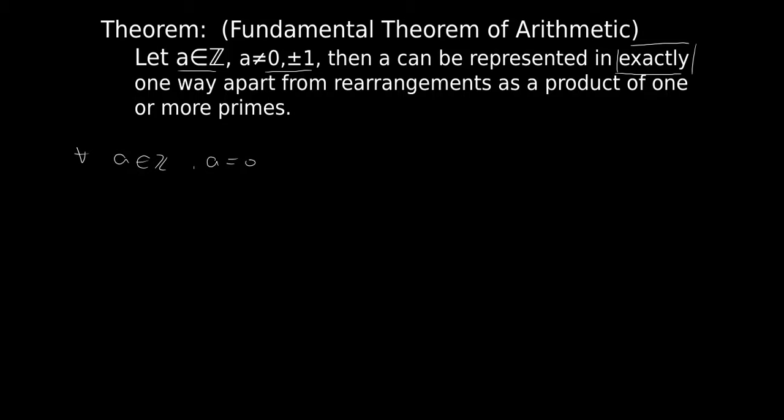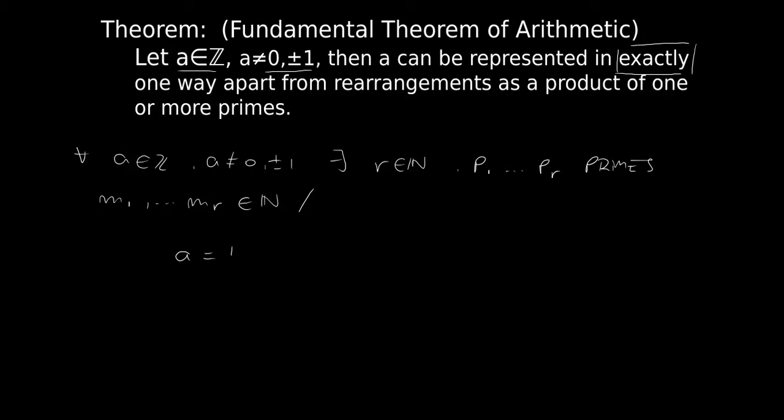What this is telling us is that for every a, an integer, that's different from 0 and plus or minus 1, there exists r, a natural number, and positive primes p1, ..., pr, and natural numbers m1, ..., mr, such that we can write a as plus or minus, depending on if a is positive or negative, p1, the first prime in our list, to the power m1, times p2 to the power m2, and so on until we get to the last prime in our list, pr to the power mr.